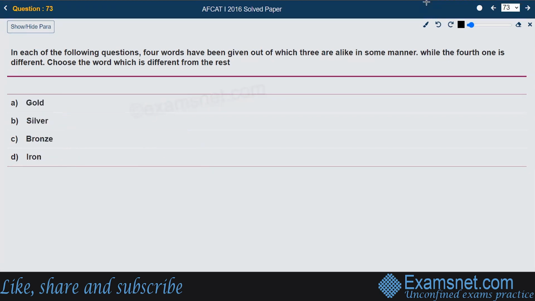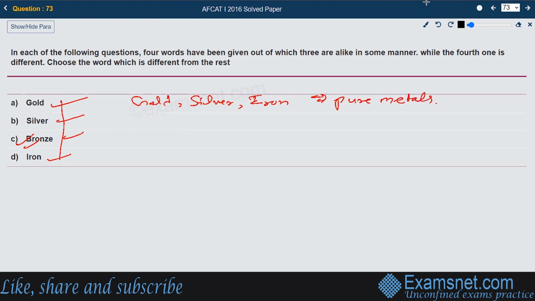Next, in each of the following questions, we are supposed to find out the odd one out. If you look at this, gold, silver, bronze, and iron. So the right answer is C, bronze. The logic is, all of them, gold, silver, and iron, are chemical elements, and they are pure metals. All of these are pure metals, otherwise the left out one is bronze. That is not a pure metal.